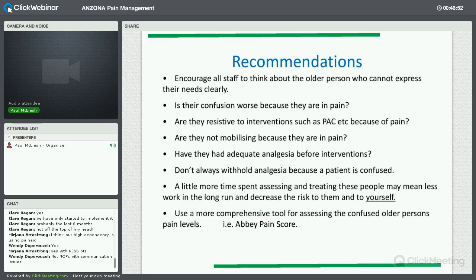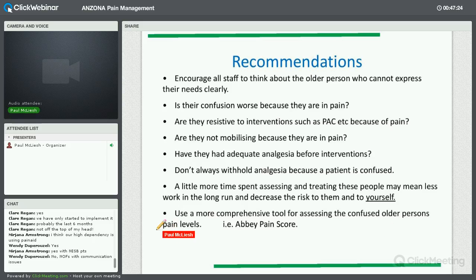If we can spend a little bit more time assessing and treating these patients, it might actually mean less work for us in the long run. That can decrease the risk to them and also to us. The last recommendation was using a behavioural pain scale like the Abbey Pain Score or the PainAid Scale. There are lots of different ones around that you can use, and they're all very similar in the way they are designed, but I find them very useful.